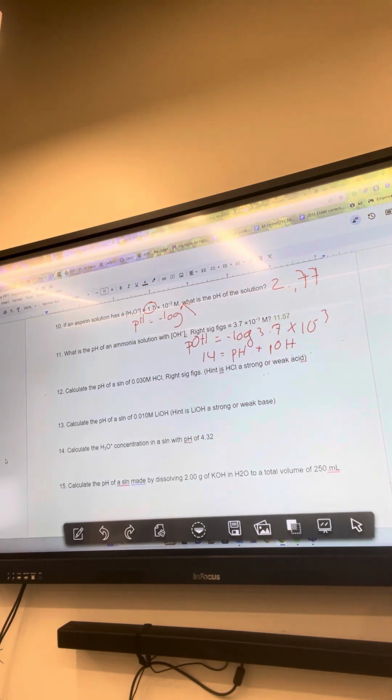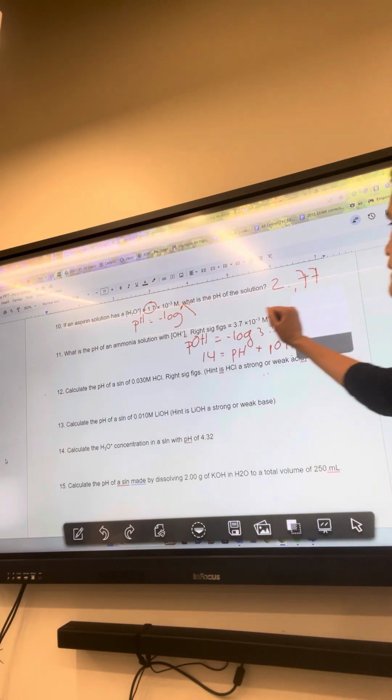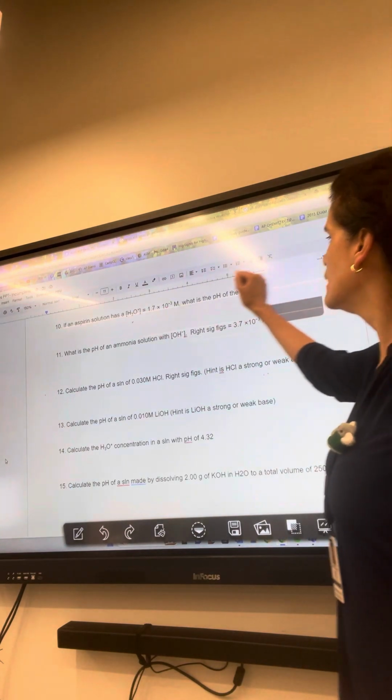pH doesn't have units. Concentration is moles per liter. Got it. I got 2.43, but that's the pOH. You're trying to find the pH, so you subtract it from 14. I got 11.57, so 11.5.